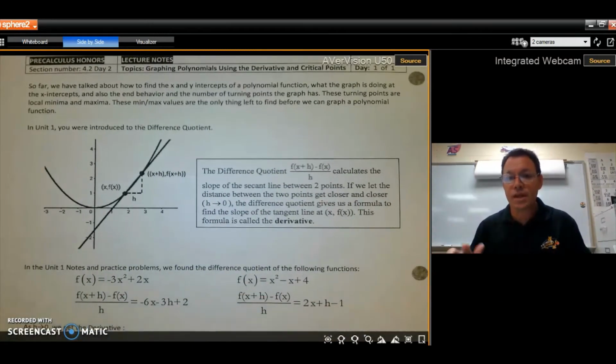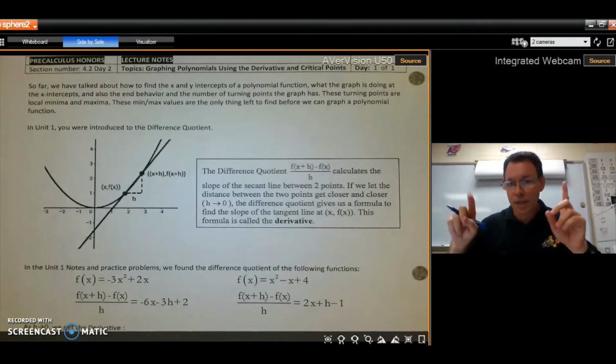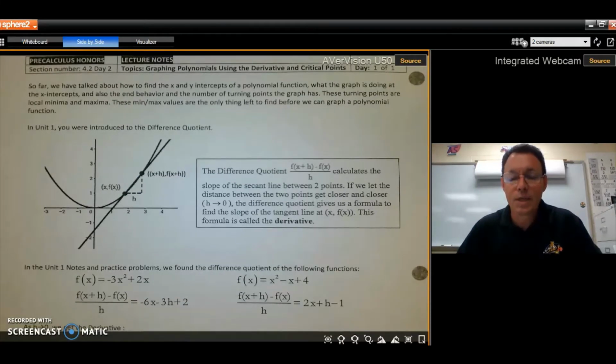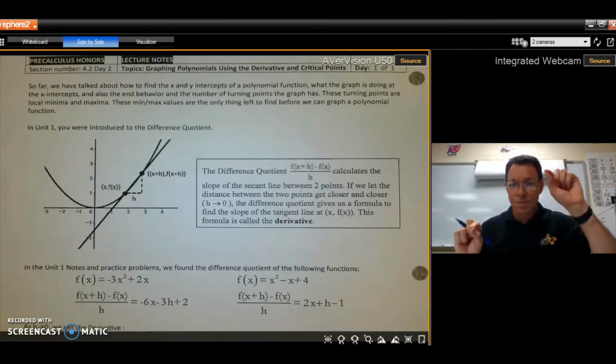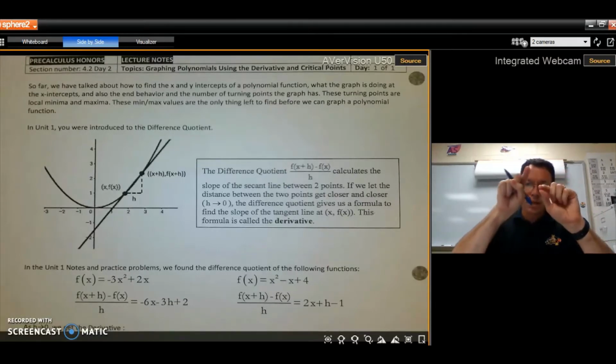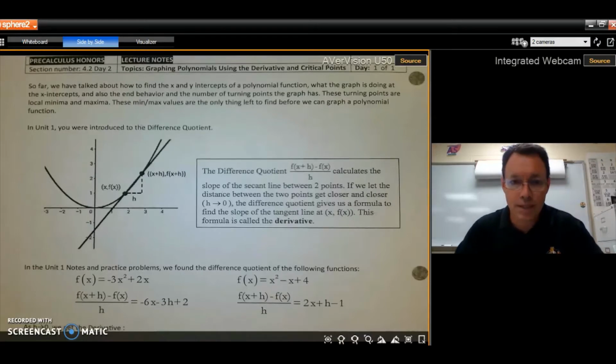So everything else is the same. We're going to find x-intercepts, we're going to find the y-intercept, we're going to know which way the graph's going, up and up, down and up, whatever. But today we're going to find those minimum and maximum points where we're actually going to go up, turn around, and then start heading back down.